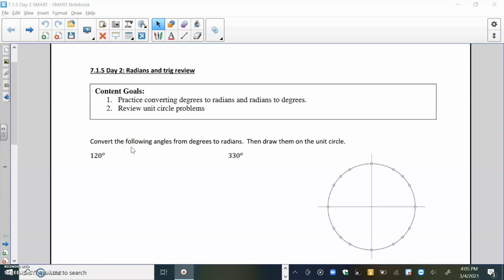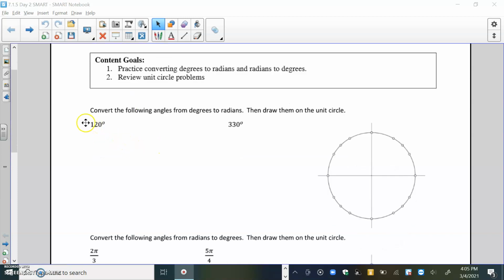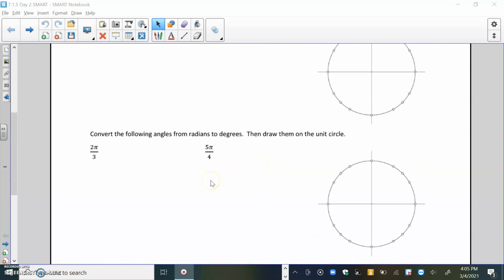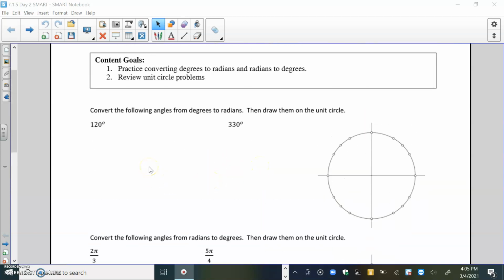Today we're going to practice converting between degrees and radians, plotting those on the unit circle, and then doing a little bit of stuff that we already have been doing regarding the coordinates.